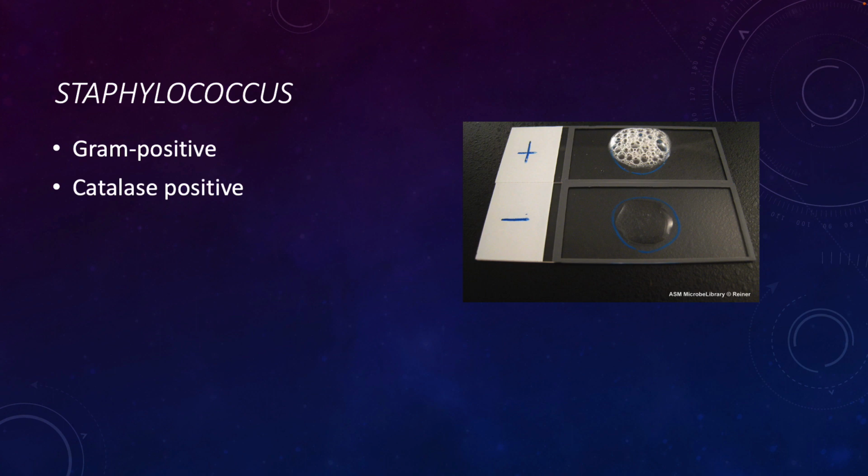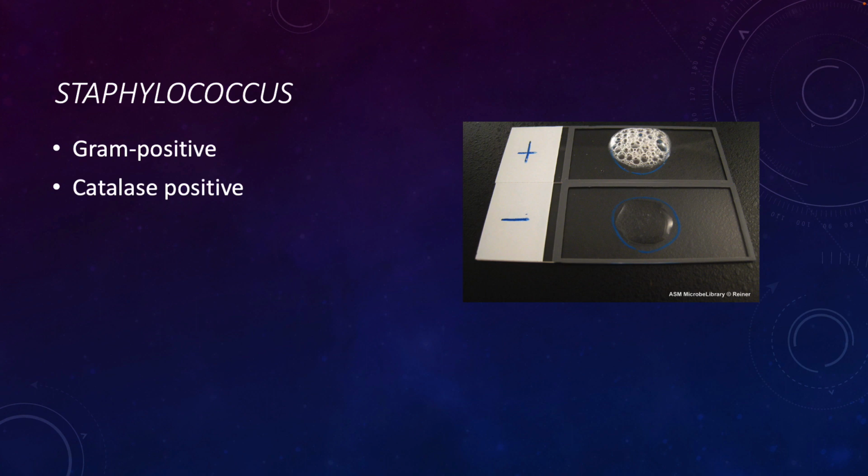This is one of the quickest and easiest tests you can do for a bacterium. It's one of the easiest biochemical tests. You put some bacteria on a slide and you add a few drops of hydrogen peroxide. If it produces bubbles, that's catalase. If it doesn't produce bubbles, that's not catalase. Some of the other gram-positive coccus-shaped organisms are not catalase positive. So if you find a gram-positive coccus that is catalase positive, that can lead you towards Staphylococcus as a potential cause of the infection.